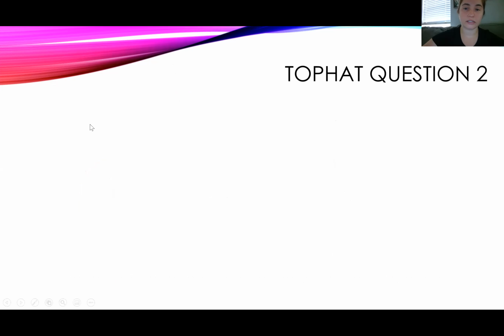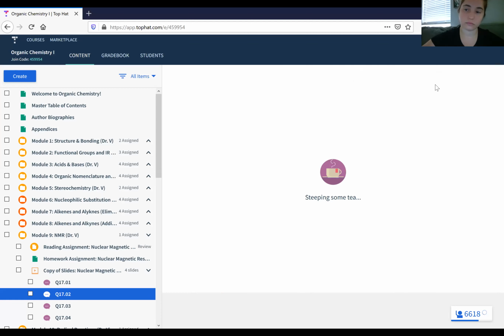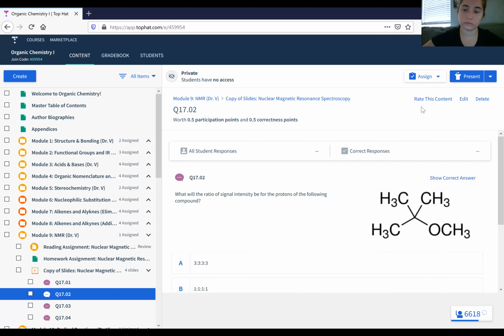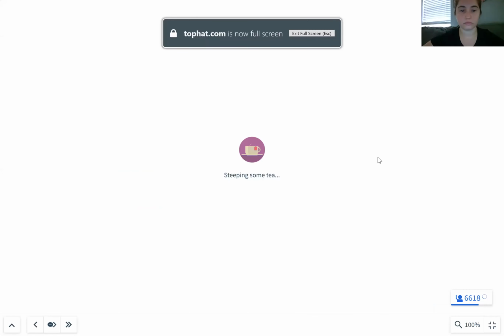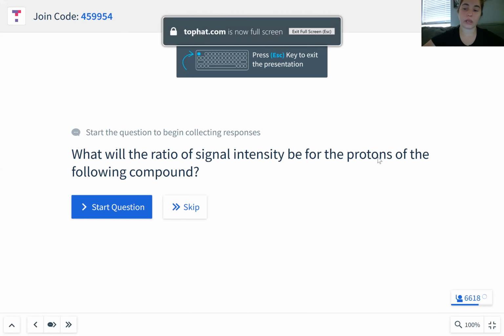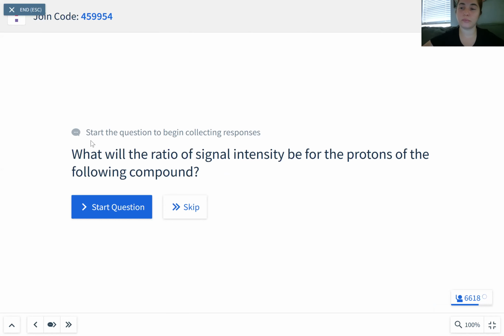Okay, let's go back to Top Hat. I'm going to share the Top Hat screen this time. Okay. What will the ratio of signal intensity be for the protons of the following compound?